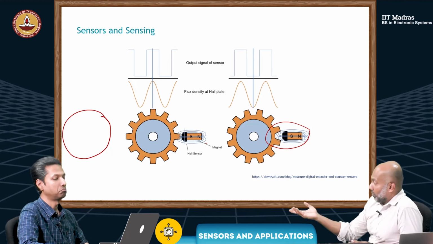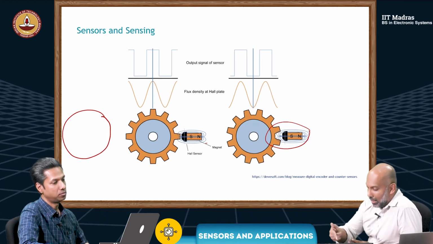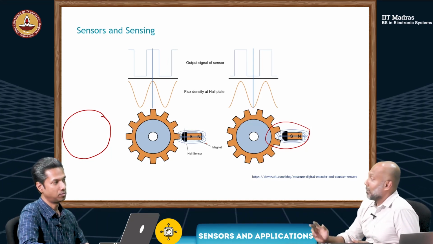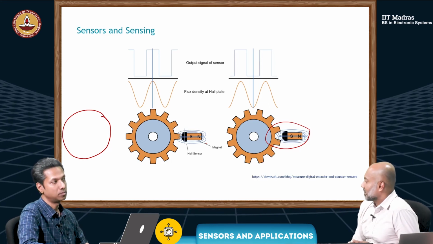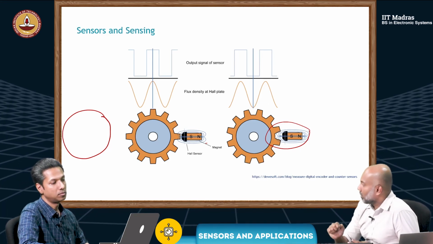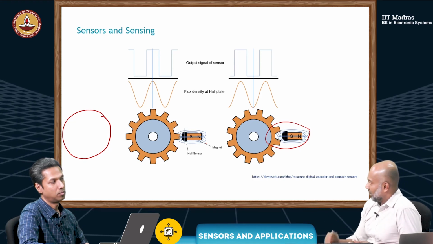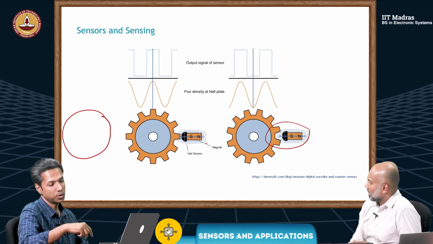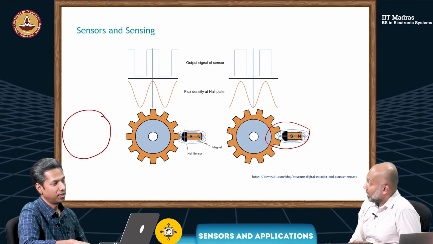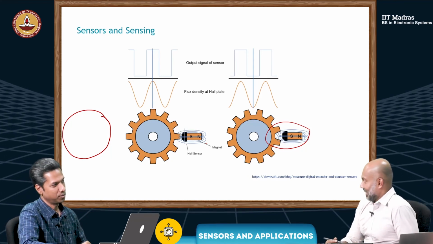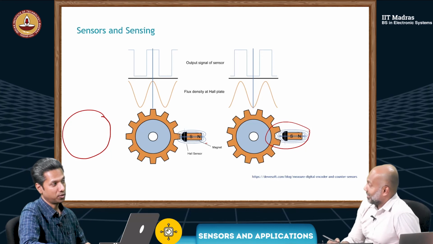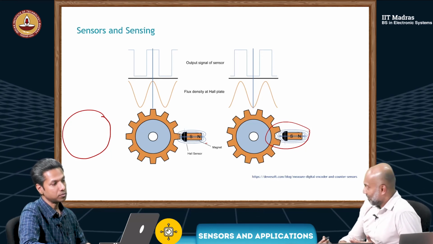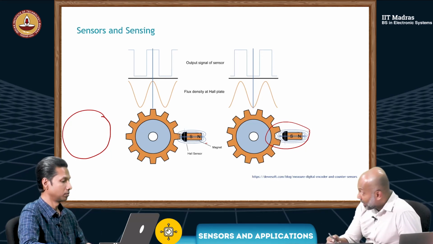So, for example, if I tell you I have this toothed wheel, it's rotating, and I want to know the speed, a Hall sensor would be a good sensor to use in this case. Wouldn't you think? Because you are not touching it. You are able to measure without touching. It's a non-contact, non-invasive way of measuring the speed of something.